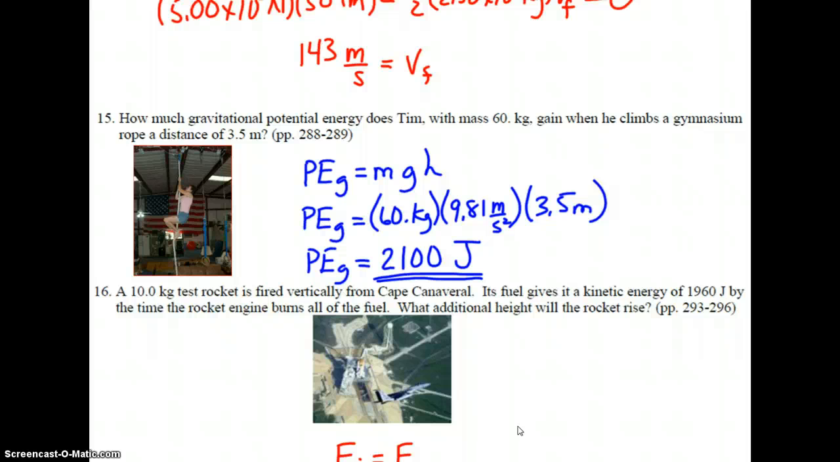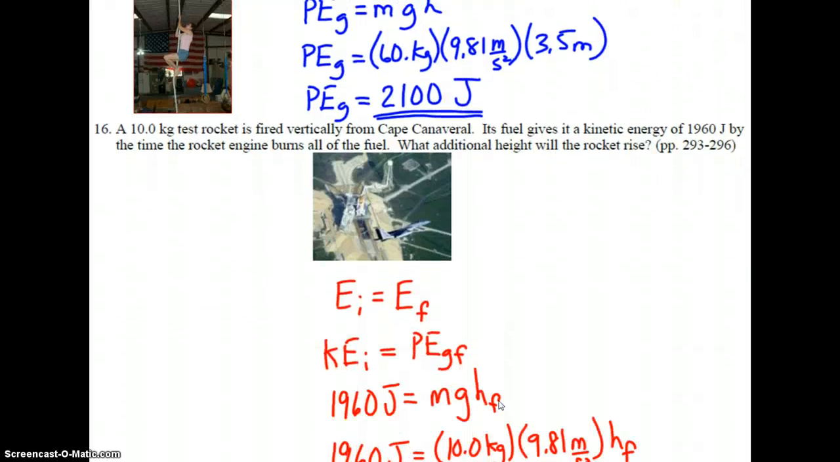Lastly, we have 16. A 10 kilogram test rocket is fired vertically from Cape Canaveral. Its fuel gives it kinetic energy of 1,960 joules by the time the rocket engine burns all of the fuel. What additional height will the rocket rise? This is your first exposure to the concept of conservation of mechanical energy, where the initial mechanical energy possessed by a system becomes the mechanical energy possessed by it in its final state.